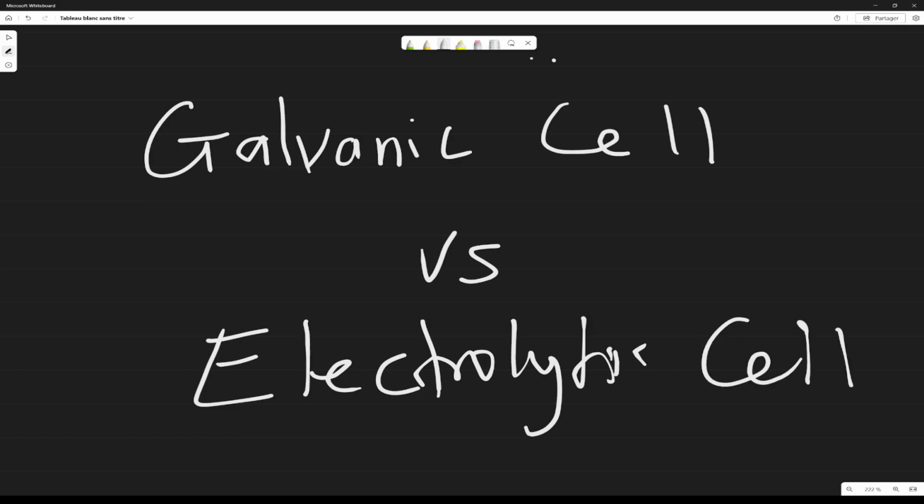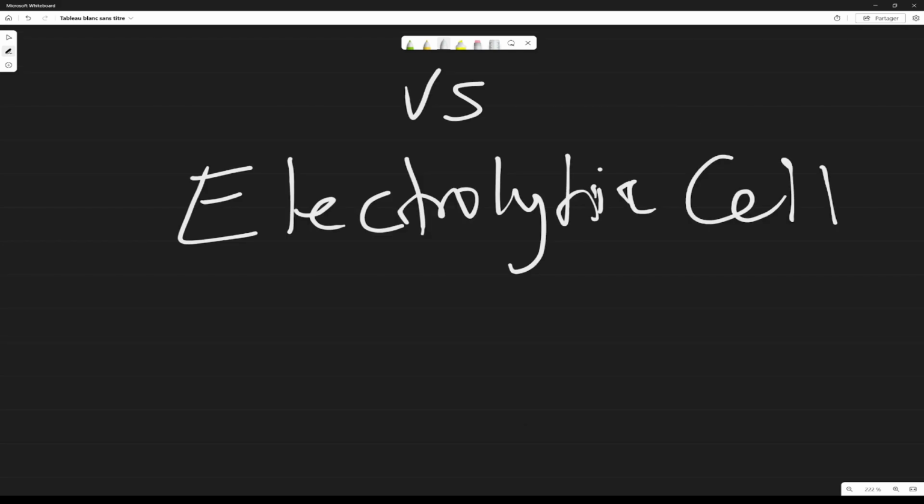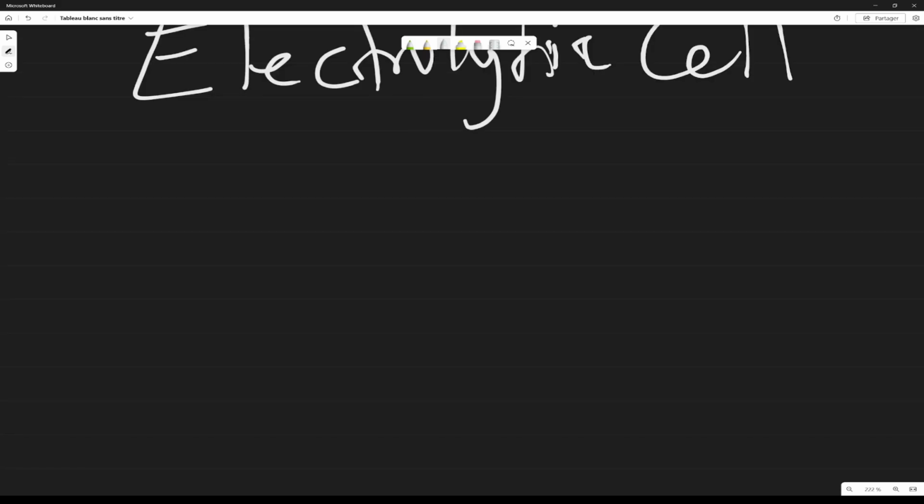Right, so there are differences to these two. Now, firstly, in CSEC, the electrolytic cell is the cell that we normally look at. So what students normally do is mess up the charges on the anode and the cathode because they mix up these two cells. The electrolytic cell will look something like this.